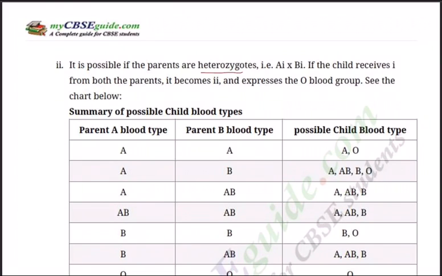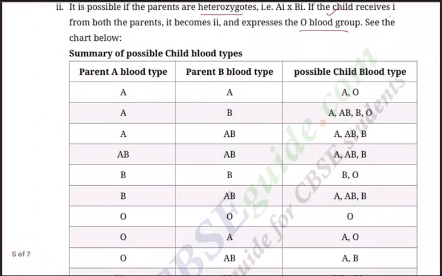Question 2. It is possible, if the parents are heterozygotes, that is IA i, IB i, or IA i and IB i, that if the child receives i from both the parents, it becomes ii and expresses O blood group. Very much possibility is there.